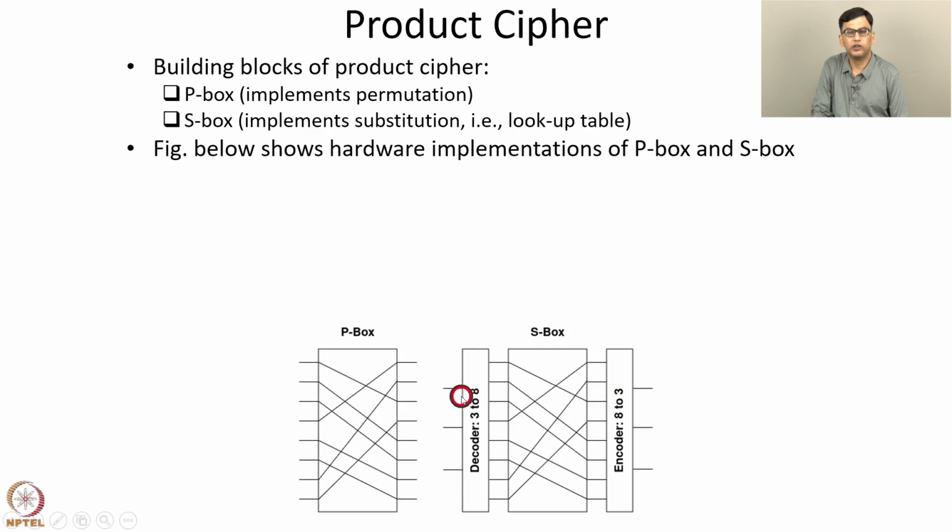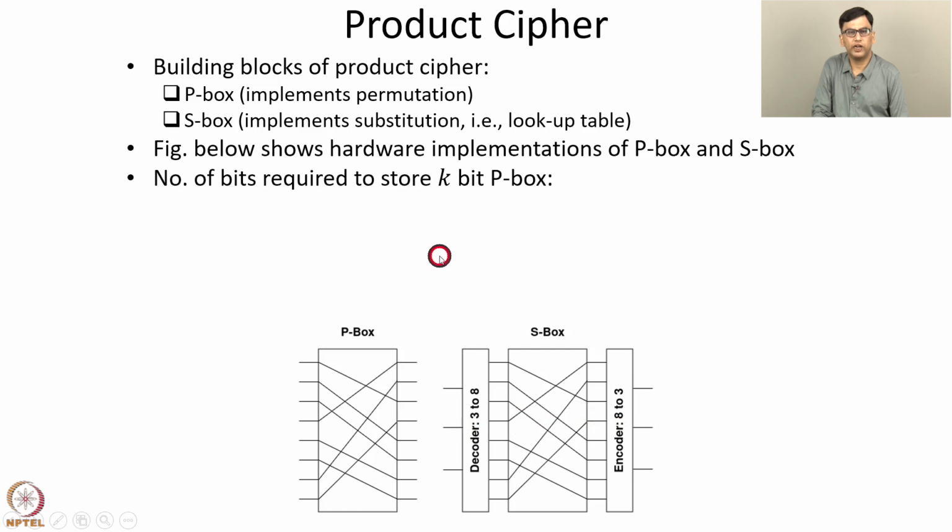So for example, 0 0 0 might be mapped to 1 1 0, and this is done by using a decoder in combination with a permutation and an encoder. So you can verify that this transformation indeed implements a lookup table.